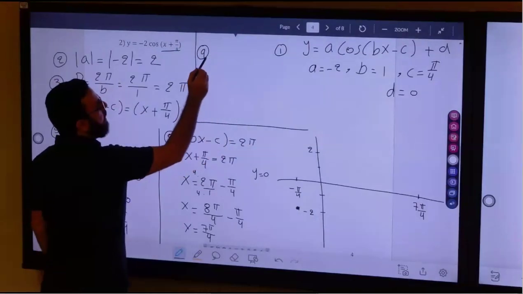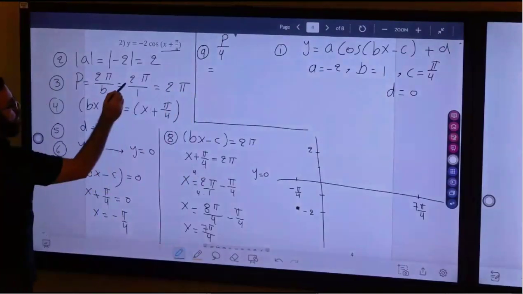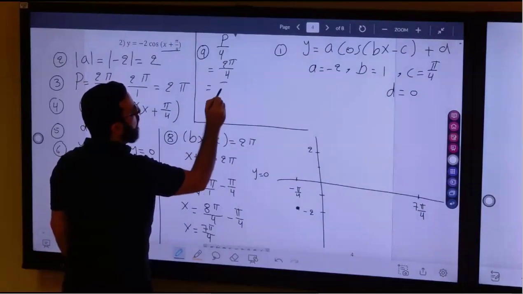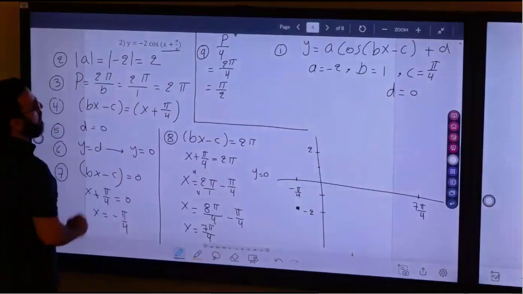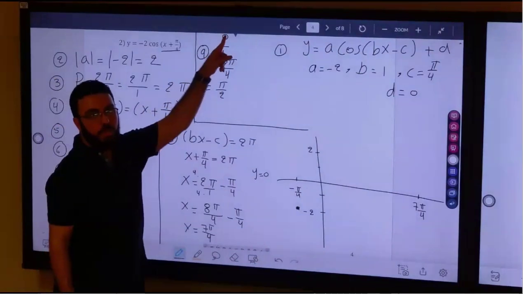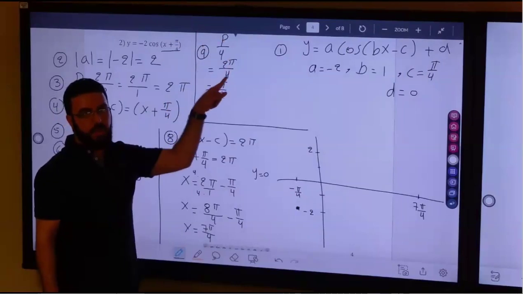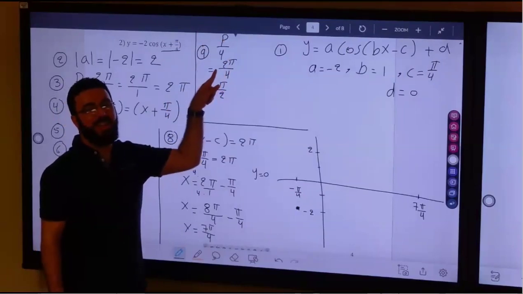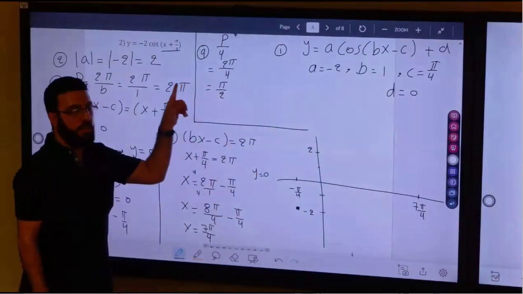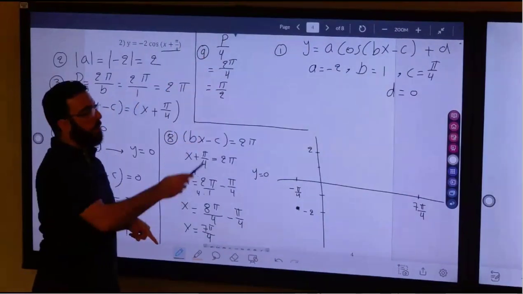The x scale is the period over 4, which is equal to 2 pi over 4. So it's going to be what? Why is it over 4? The period is 2 pi, but I need to find the x scale. Step 9 says to find the x scale, divide the period by the number of parts, 4. So the period divided by 4 is going to be what? Pi over 2.